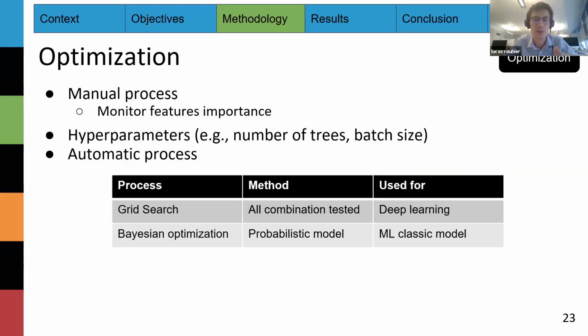One of these processes is grid search. This is pretty commonly used, and it allows you, for example, if you have two parameters with three values that you want to test, to test all the combinations of these three values for both parameters. So for example, parameter 1 value 1 with parameter 2 value 1, parameter 1 value 2 with parameter 2 value 1, etc. It is mostly used right now for deep learning because I have not seen a good implementation of the Bayesian optimization process for deep learning models.